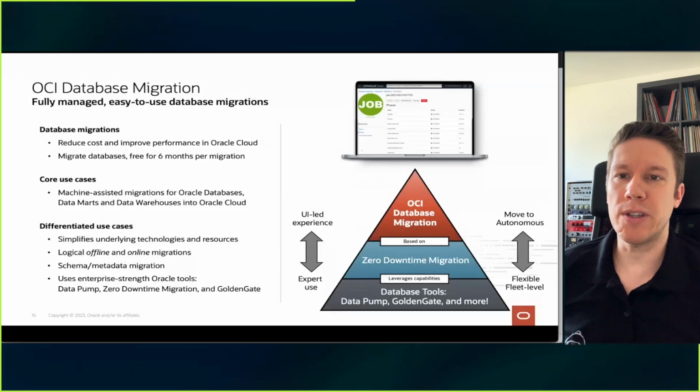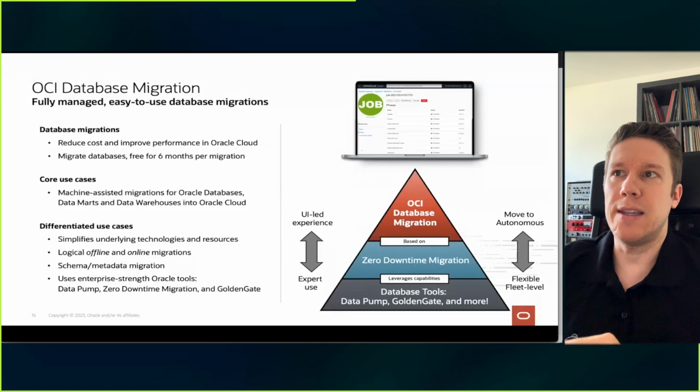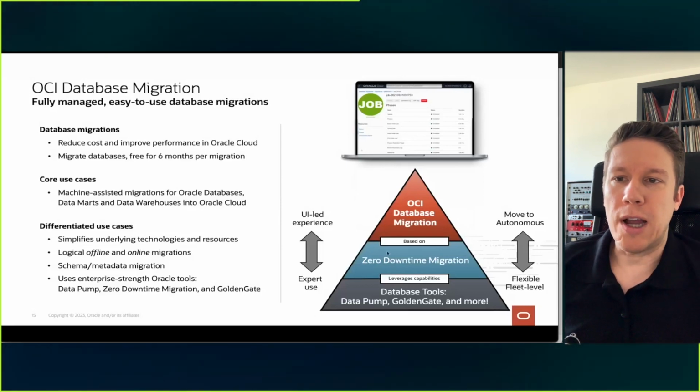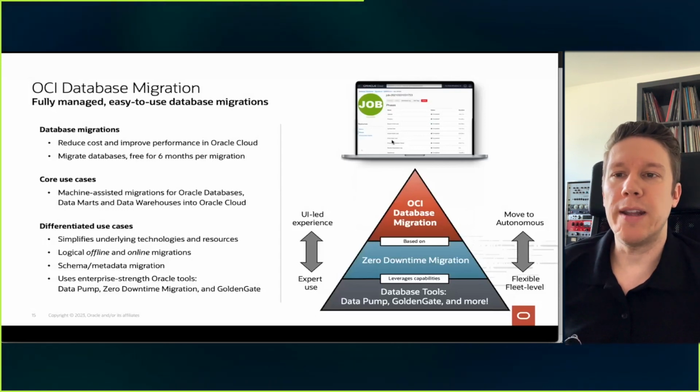Zero Downtime Migration is actually the engine that does the actual migration, like logging into the source system, running the export, uploading everything to the object storage. And you can also download Zero Downtime Migration as software and install it on a server, and then configure and run it manually. But OCI Database Migration is basically the fully managed ZDM service running in OCI.